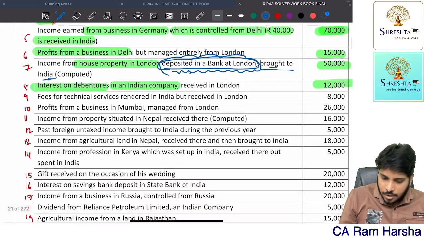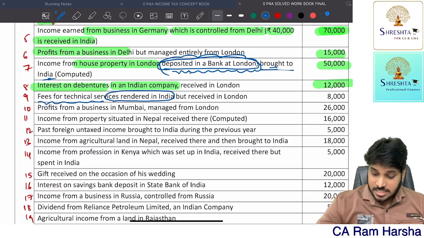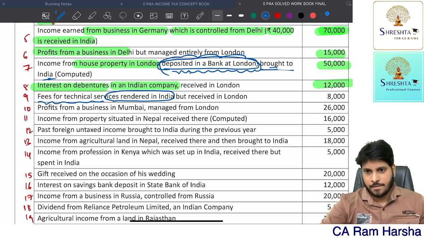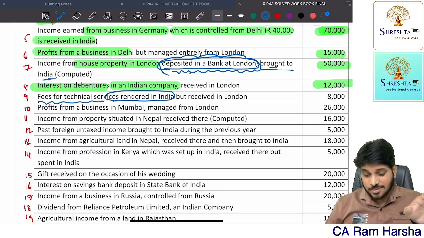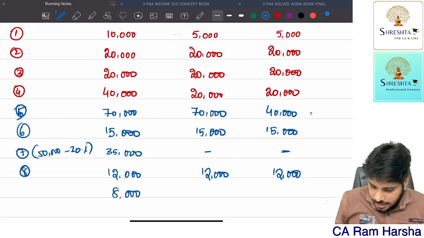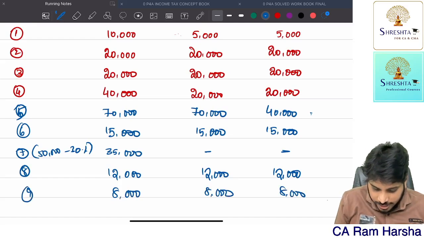Then fee for technical services rendered in India. Services provided in India but received in London. Where you receive it doesn't matter. Source is in India. So taxable for everybody. Therefore it is taxable for everybody: 8,000. So the ninth one is also over.